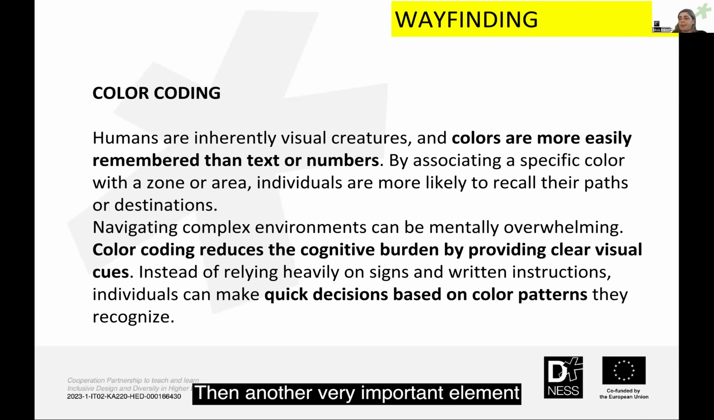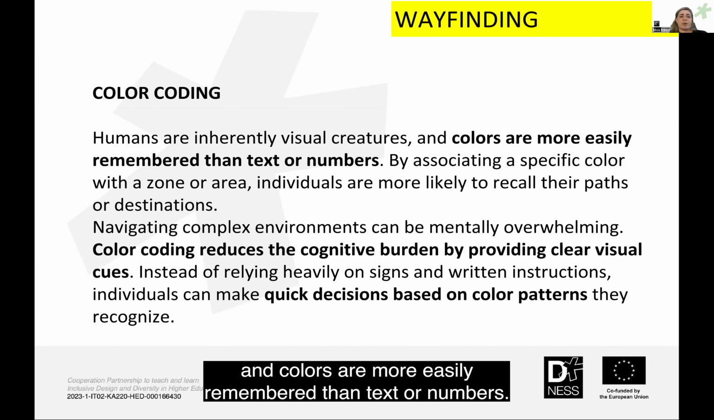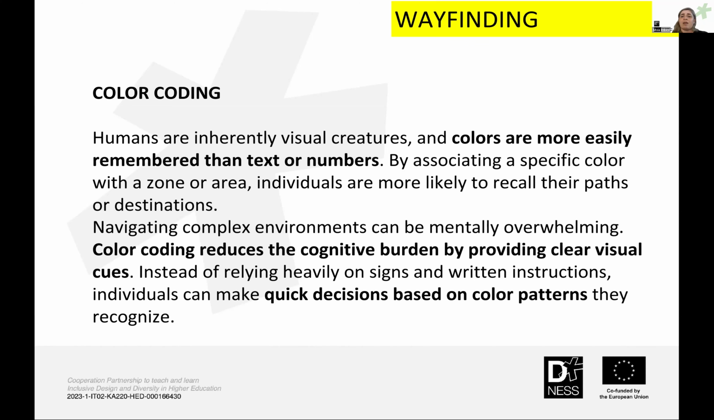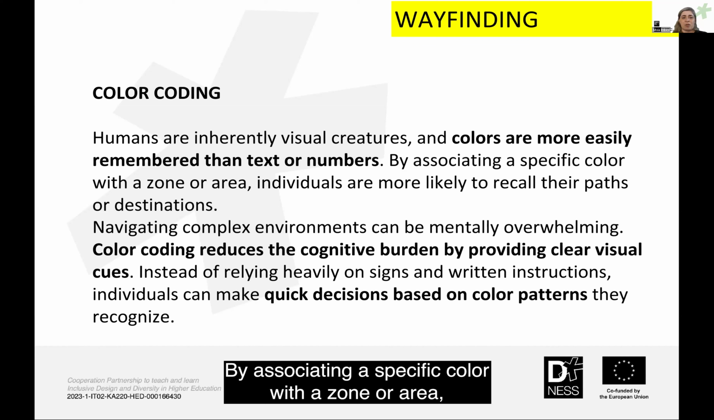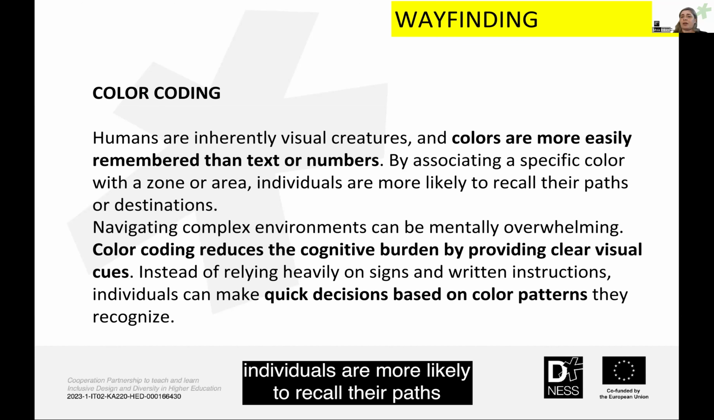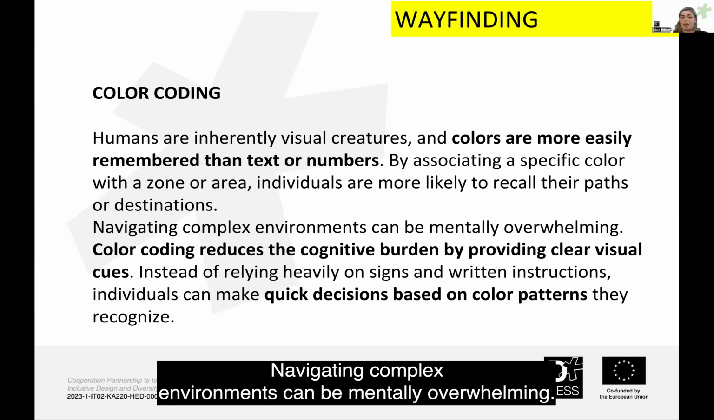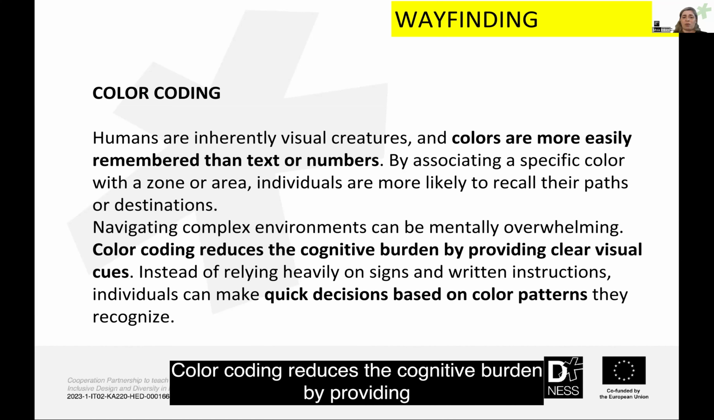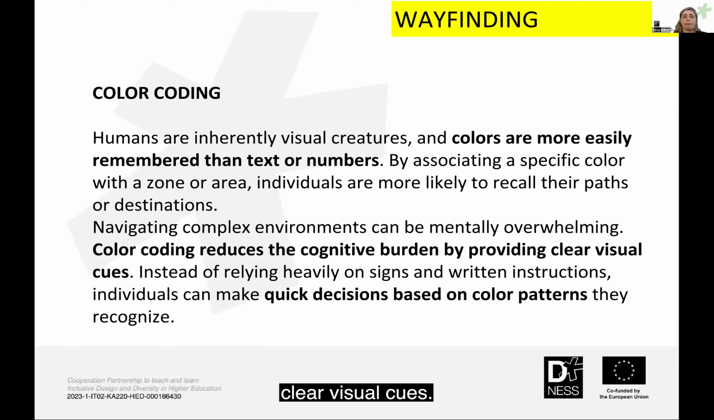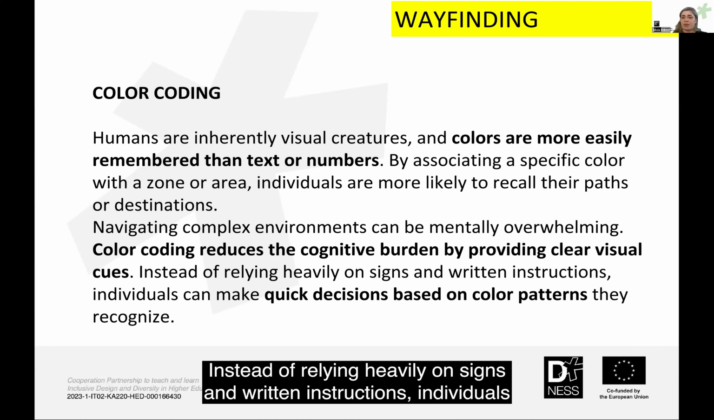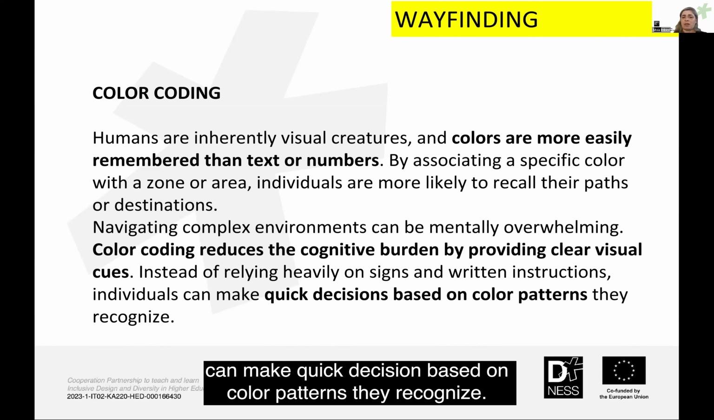Then another very important element is color coding. Humans are inherently visual creatures, and colors are more easily remembered than text or numbers. By associating a specific color with a zone or area, individuals are more likely to recall their path or destinations. Navigating complex environments can be mentally overwhelming. Color coding reduces the cognitive burden by providing clear visual cues. Instead of relying heavily on signs and written instructions, individuals can make quick decisions based on color patterns they recognize.